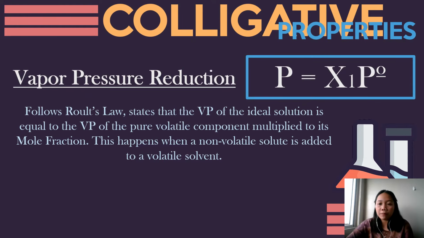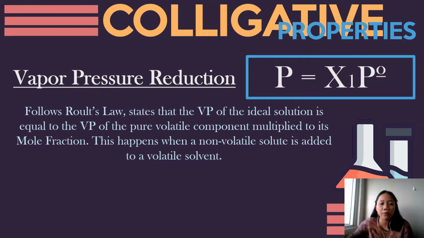So for vapor pressure, it is all thanks to Raoult. He developed Raoult's law, and it states that the vapor pressure of your ideal solution is equal to the vapor pressure of your pure volatile component multiplied by your mole fraction. So as you can see, there is still an application of the concentration units here, specifically the mole fraction. This happens when a non-volatile solute is added to a volatile solvent.